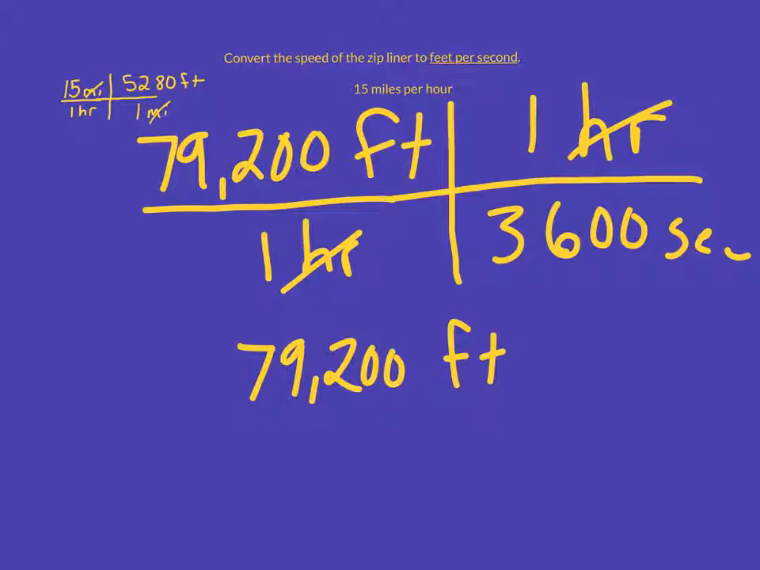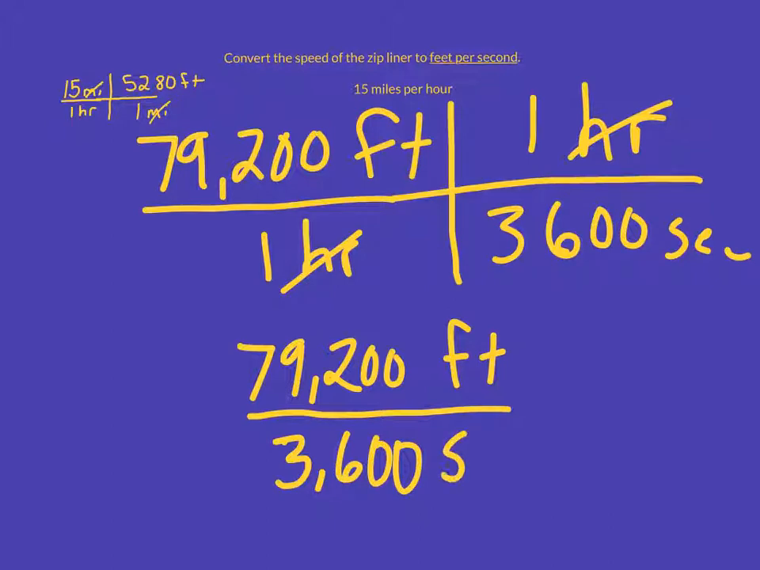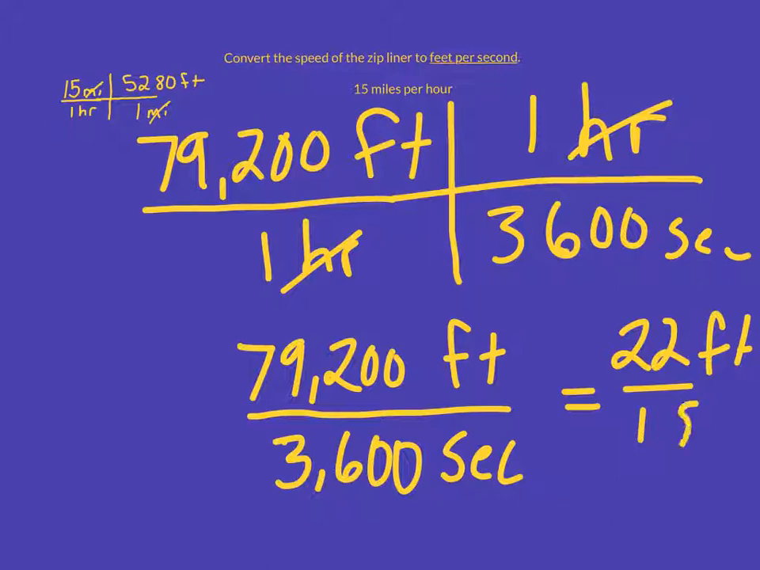And on the bottom, I'm going to do 1 times 3,600, and that gives me 3,600. And now I'm in seconds, so I'm going to put seconds. So now I'm in feet per second. Now all I have to do is divide 79,200 by 3,600. And when I do that, I should get 22 feet per second. And then you're done. So this problem, it takes a little bit of time. You're just performing the same operations you know how to do. You're just doing it 2 more times.